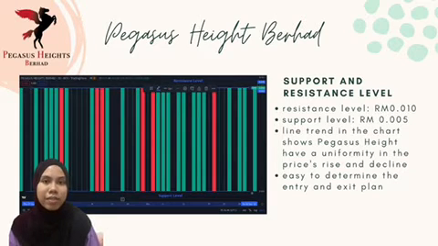The resistance level is at RM0.010, while the support level is at RM0.005. The line trend shows uniformity in the price rise and decline. When the price falls down to RM0.005, that is a good signal for us to buy. And when the price rises to RM0.010, then it is a good sell signal for us.